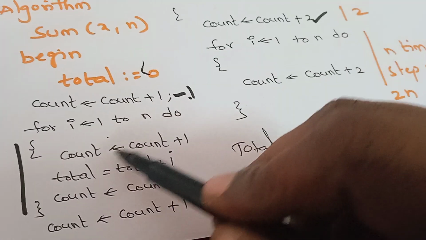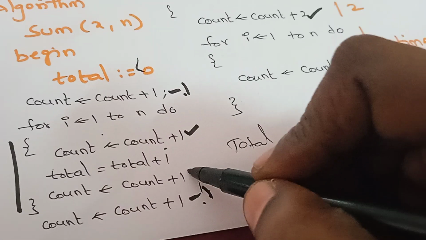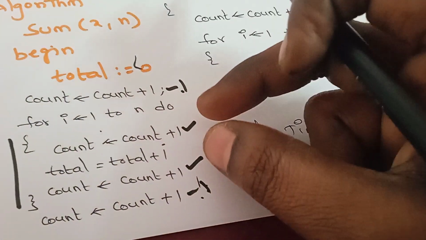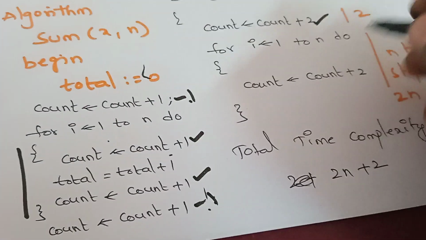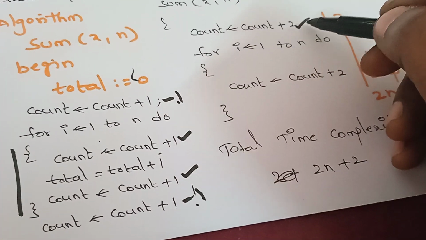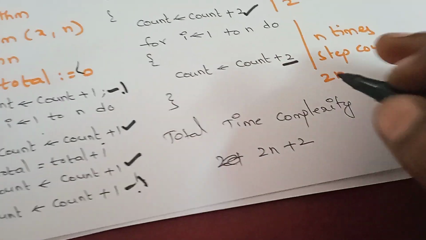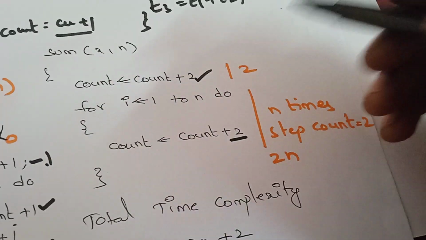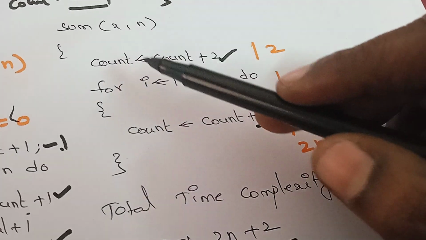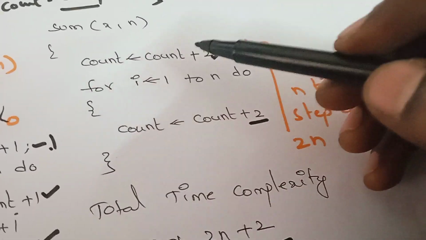Fine. And in the inner loop, how many times did we update? This count is for i and this count is for total. So again in the inner loop we have written the count variable. The step count has increased by 2. So the outer part has 2, and the inner loop also has 2. So what is the total time complexity? 2n plus 2. Now this is constant time, because we did not have any looping concept here. It is one constant time.